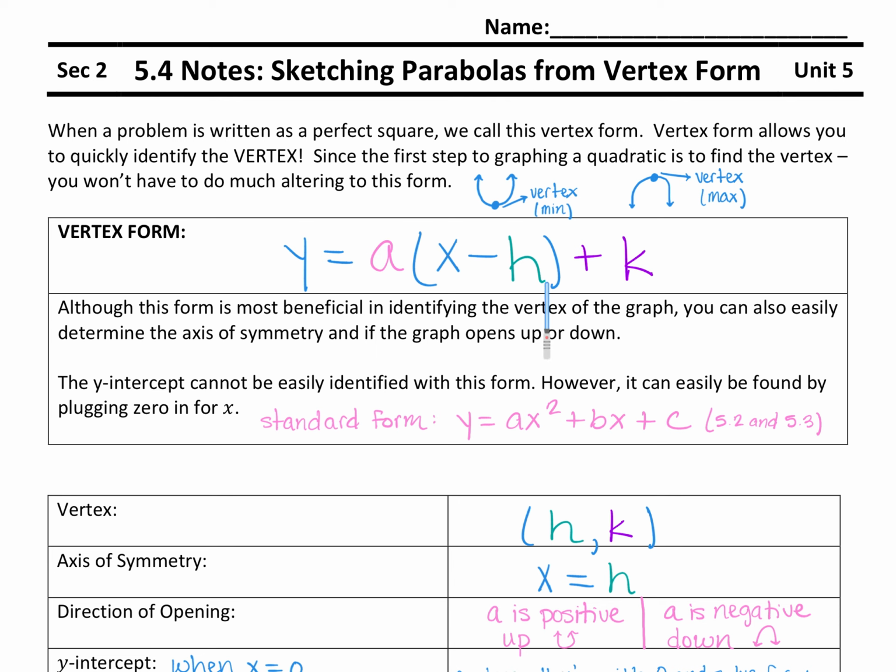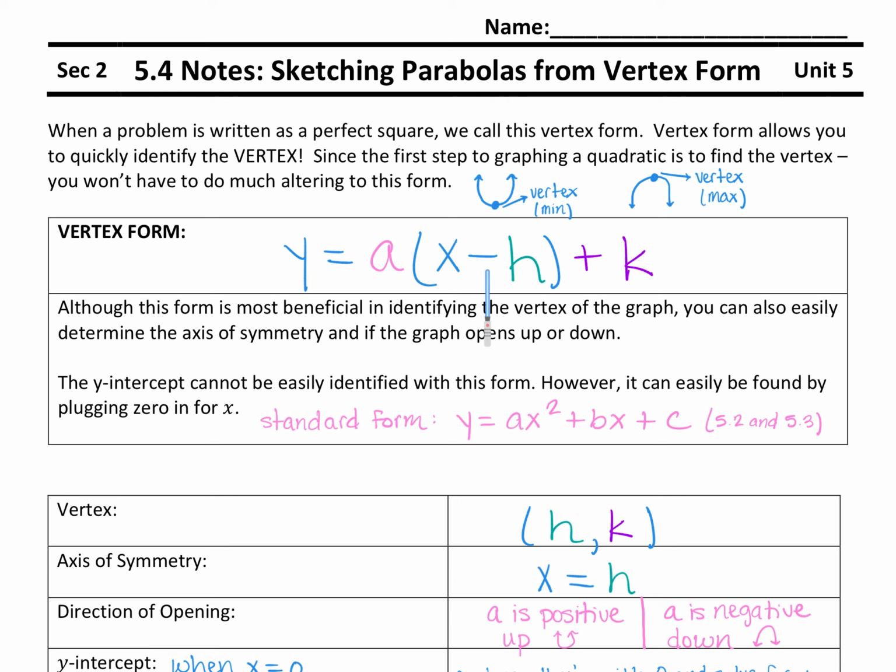And the nice thing about vertex form is we can figure out what the vertex is just by looking at the equation. Remember, the vertex is either the lowest point on the parabola, in this case it would be a minimum, or the vertex is the highest point on the parabola, which in this case it would be the maximum.